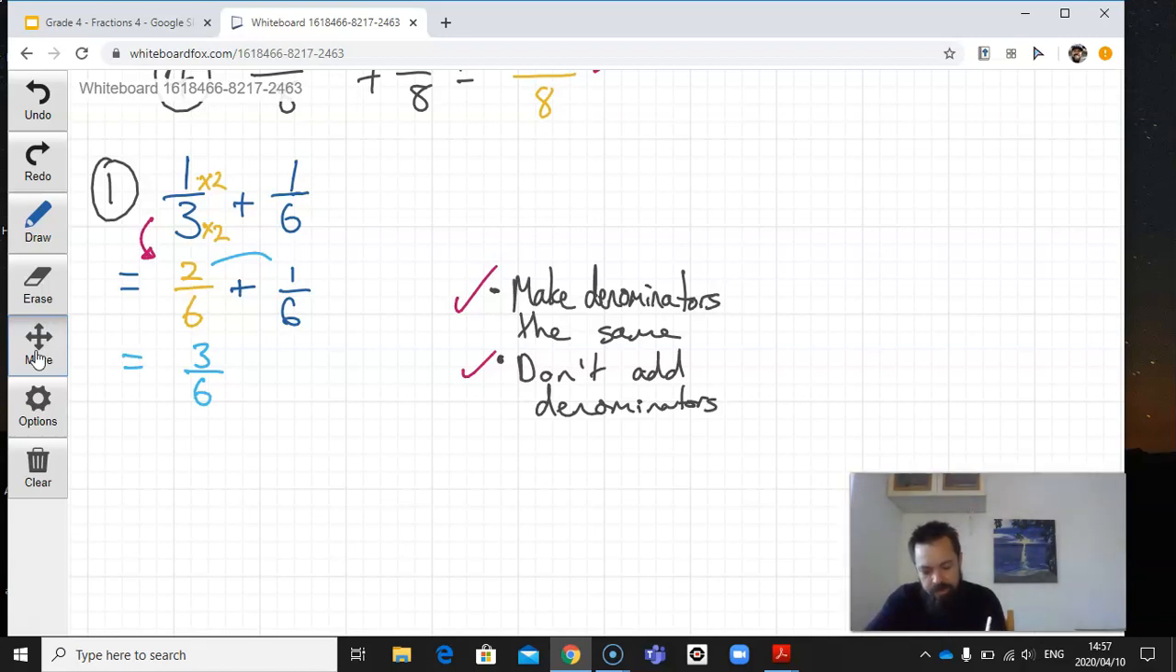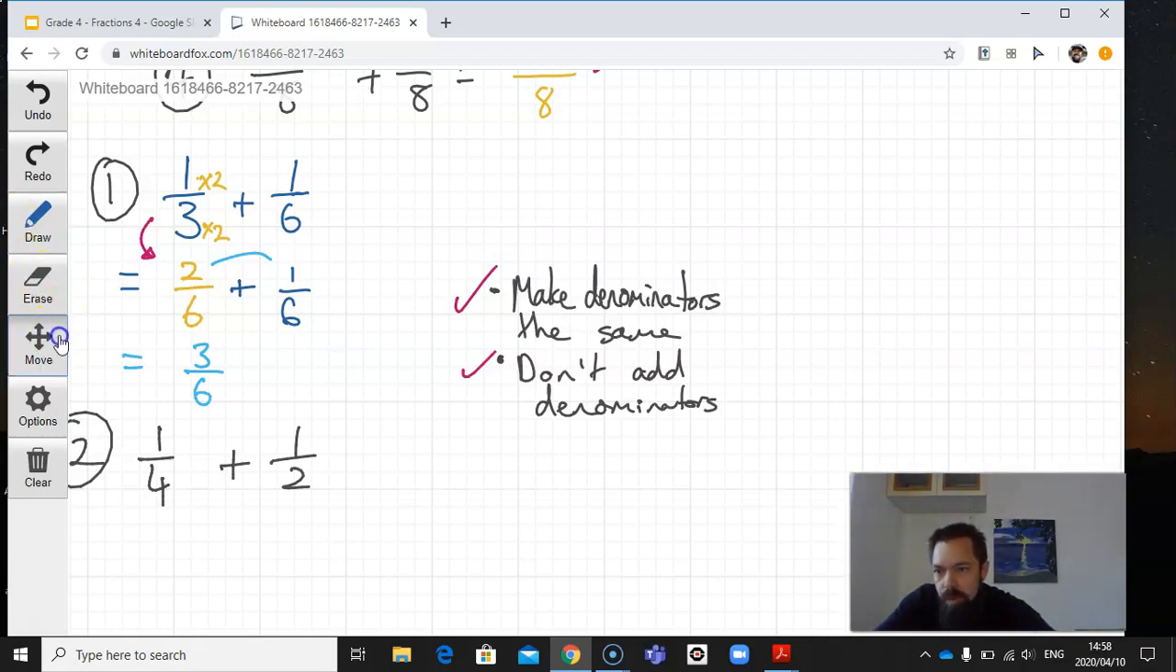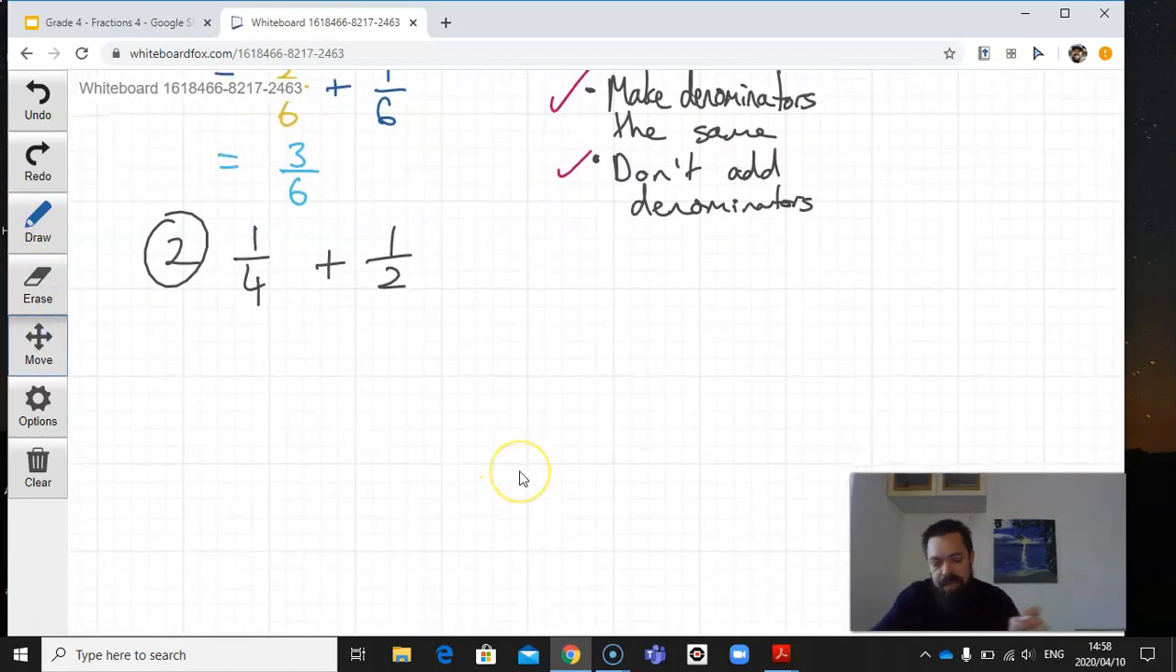The second one we're going to do: 1/4 plus 1/2. First rule, we have to make our denominators the same. This time, I notice that I can do something to the 2 to make it a 4. If I times it by 2, I can make it into a 4, and you've got it. What you do to the bottom, you do to the top. So this fraction on the right now becomes 2/4.